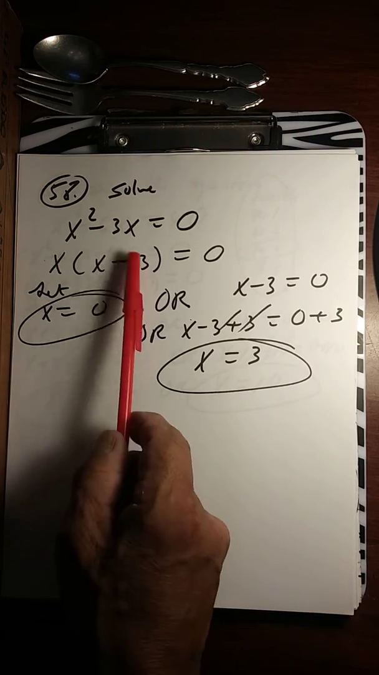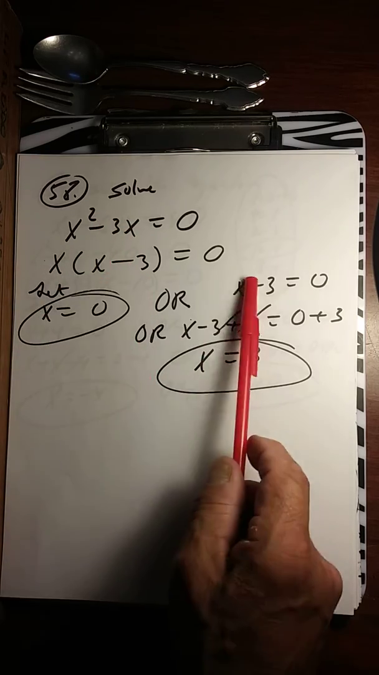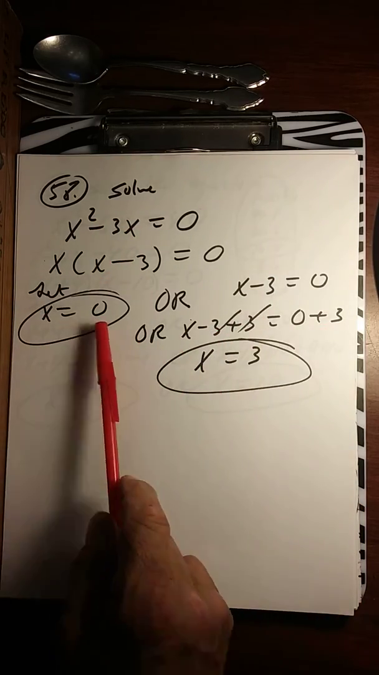So x times this, x times that is this, yes, x equals 0. x minus 3 equals 0, so add 3, so 0 and 3.